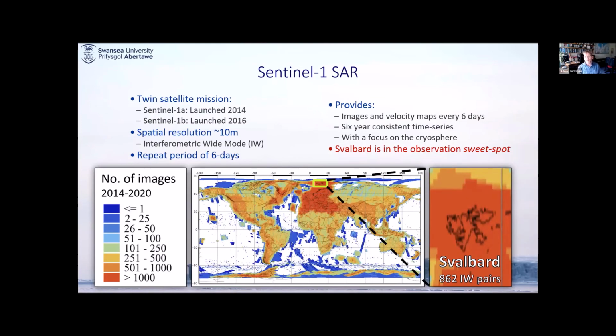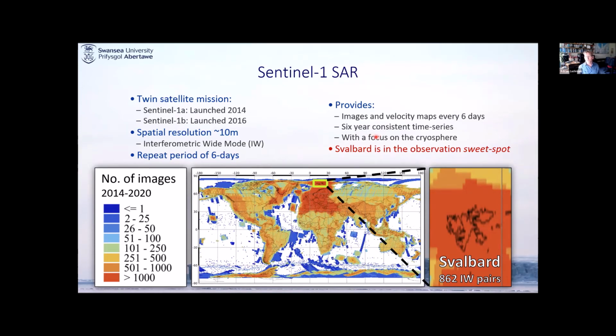So for those of you who don't know anything about Sentinel-1 SAR, this is a twin satellite mission, 1A launched in 2014 and 1B in 2016. Spatial resolution of the interferometric wide mode is about 10 meters. In the later periods from 2016, we get a repeat period of 6 days. This is fantastic for what we need to do, because it means we can use the images every 6 days, and we can also produce velocity maps every 6 days as well. That really fills this gap that glaciologists need to understand. And we have something like a 6-year consistent time series of these data.